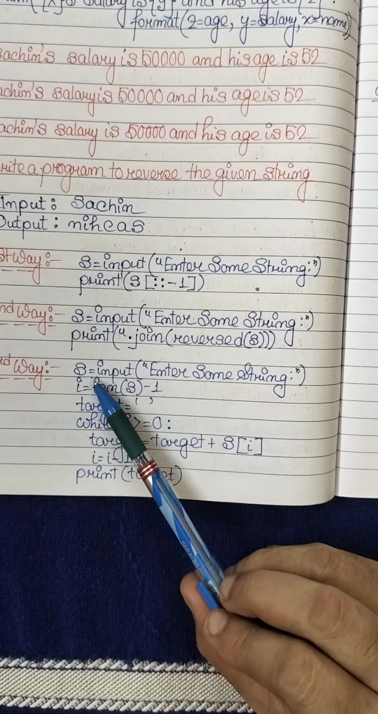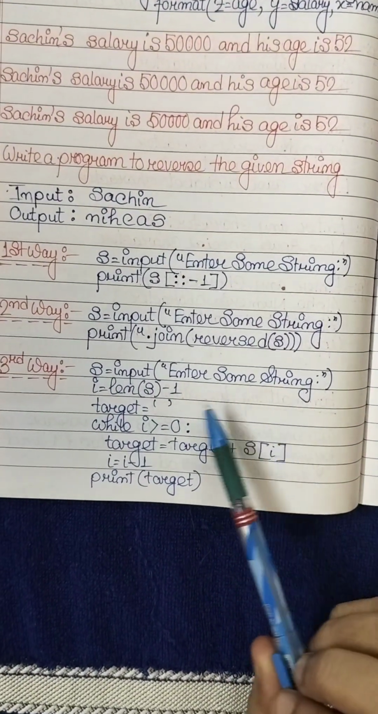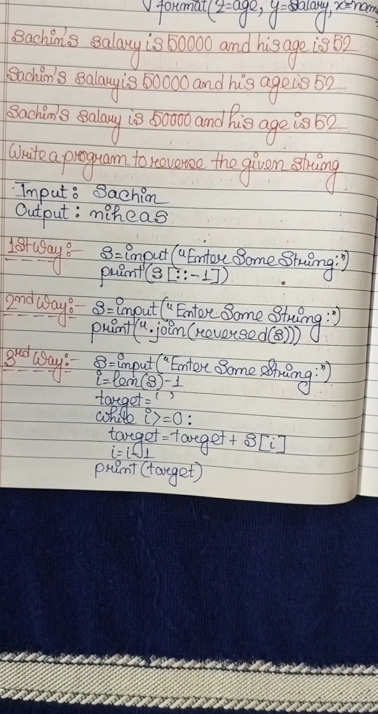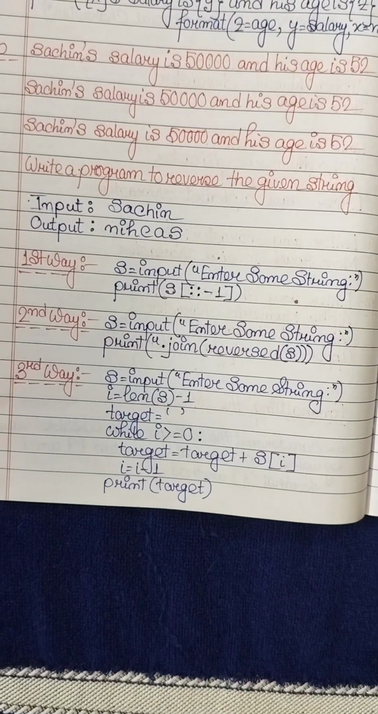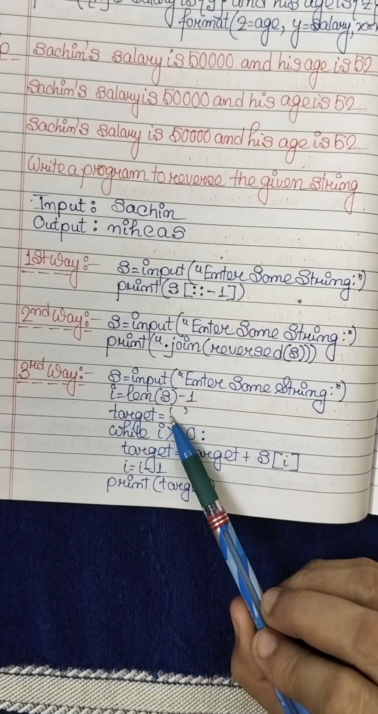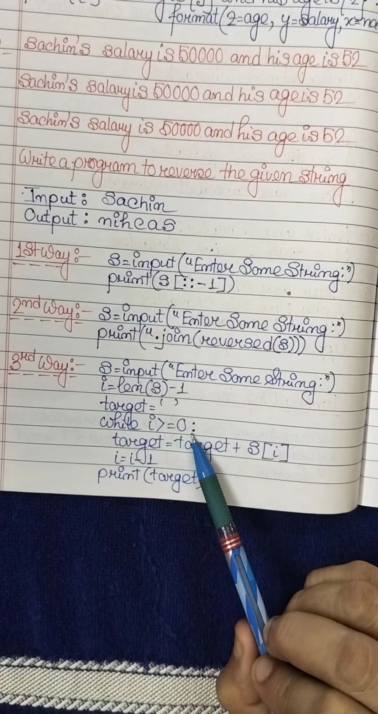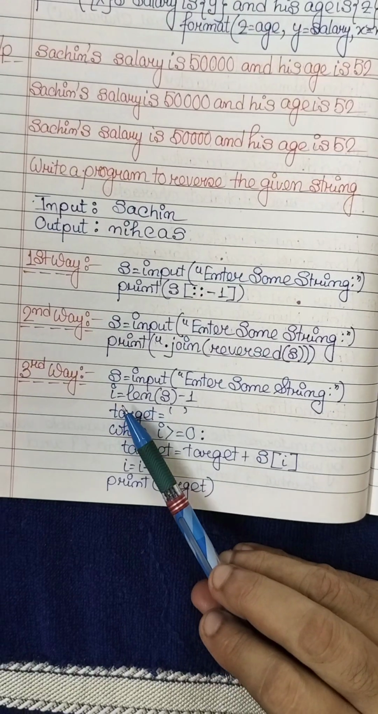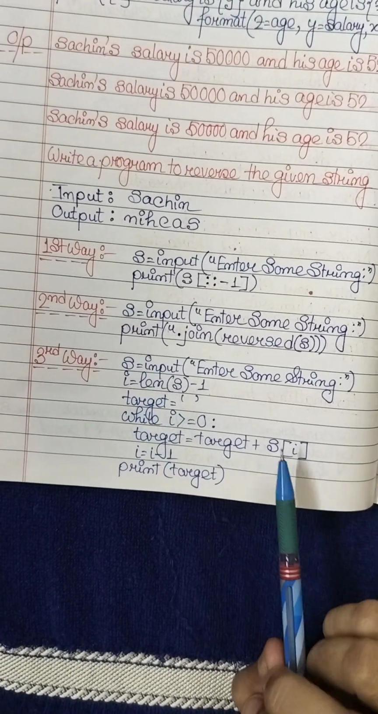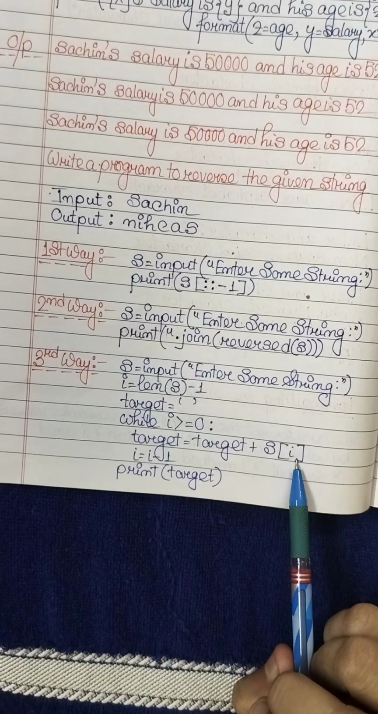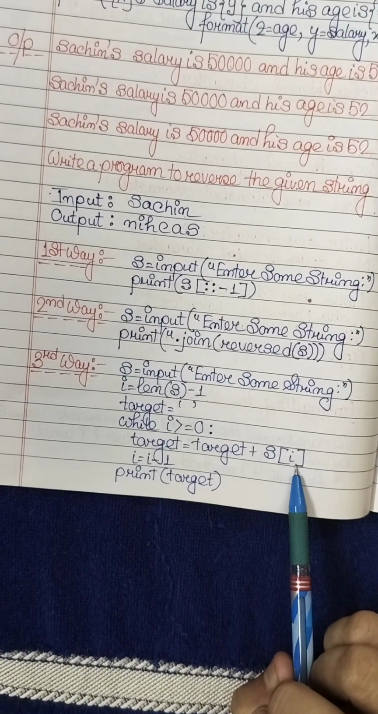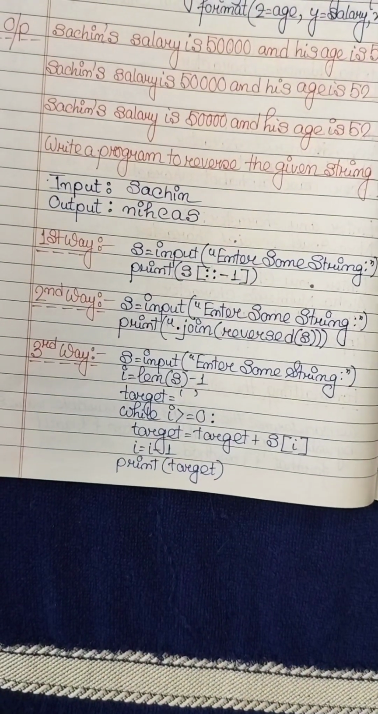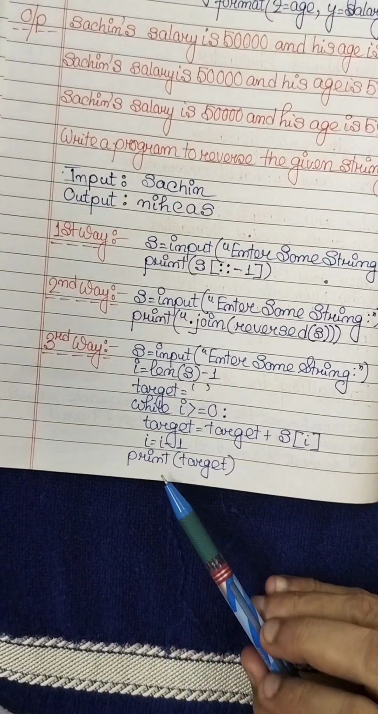Third way: s is equal to input, enter some string, i is equal to len(s)-1. That means it will count from the back side. target is equal to empty quotes, while i is greater than or equal to 0, target is equal to target plus s[i]. That means the value at i will come here and print the first character N, then the second character I, H from the back portion. Then i is equal to i-1. That means it will decrease the index from the back side, and at the end the target will be printed.